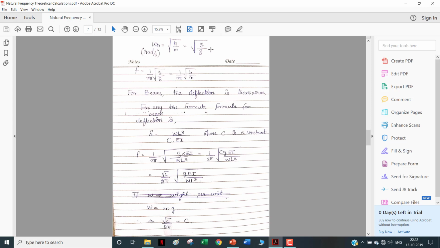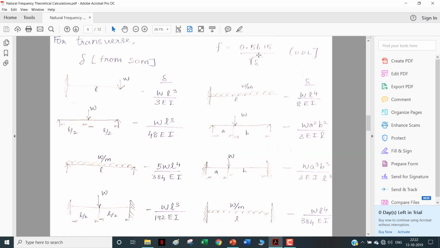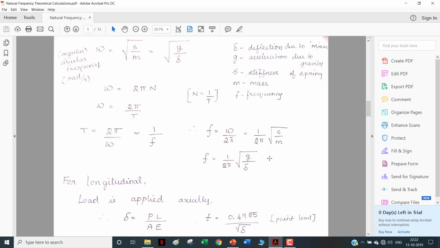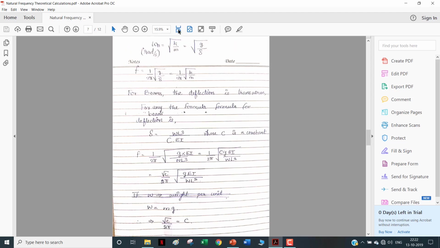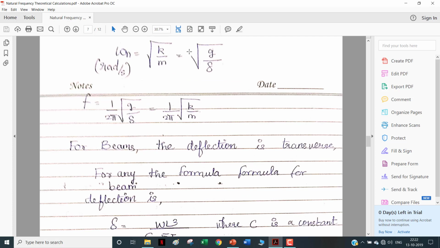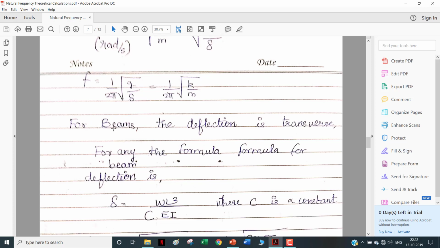Now I'm going to rewrite this formula, 1 by 2 pi into root of g by del for the natural frequency. Here I have omega equal to root of k by m, where k is the stiffness and m is the mass, and this is equal to root of g by del. For beams, the deflection is a transverse deflection, so the vibration is going to be a transverse vibration.